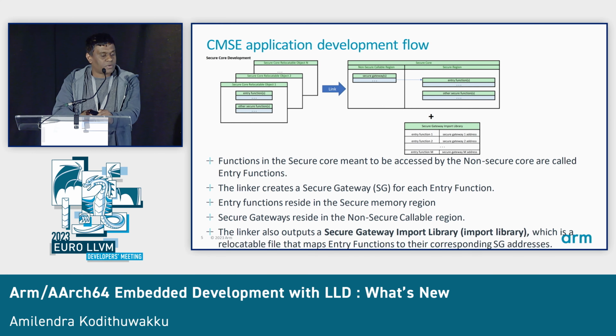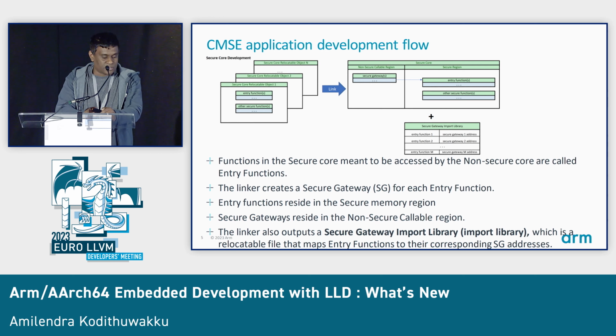During the secure core development, the objects in the secure core have functions that are meant to be accessed by the non-secure core. These are called entry functions. And during the linking of the secure core, the linker creates secure gateways for each entry function. The entry functions reside in secure memory, and the linker puts the secure gateways in the non-secure callable region.